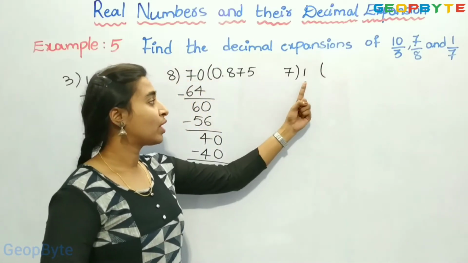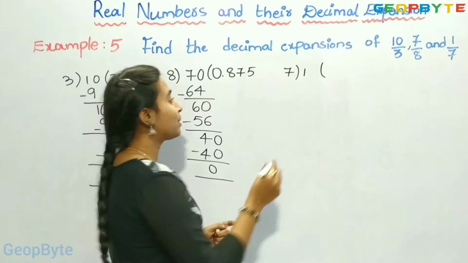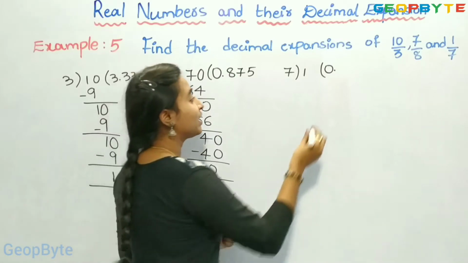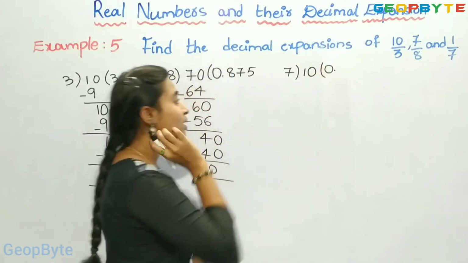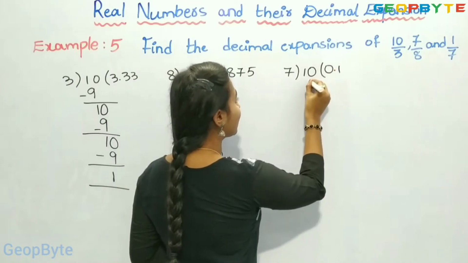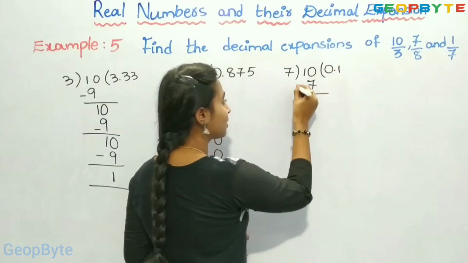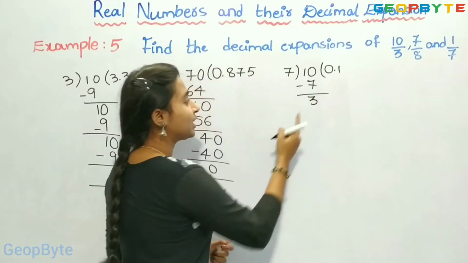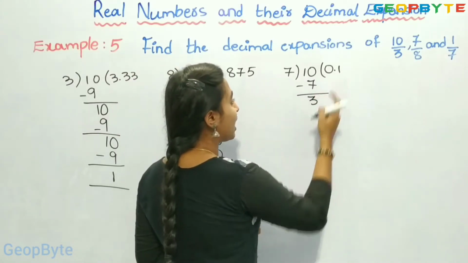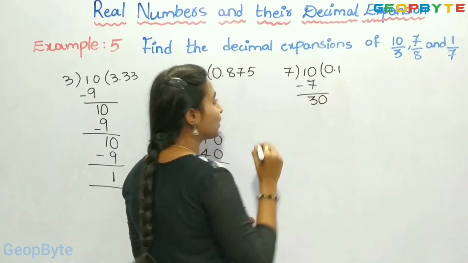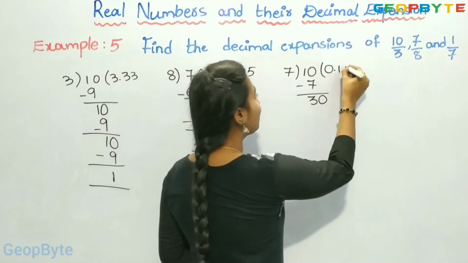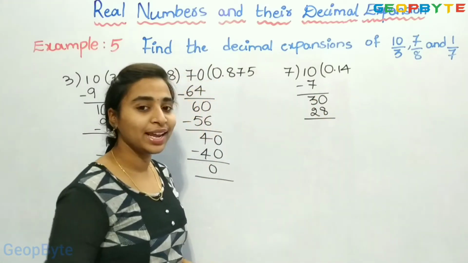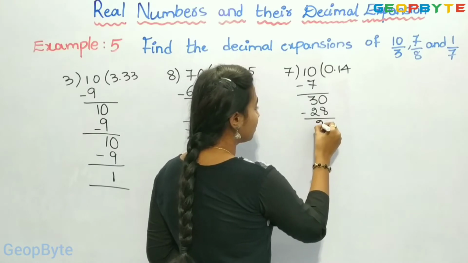Now as you know, 1 is smaller than 7. It can't divide by 7. So let us take a 0 and put a point. Now we can write 0 here. Now 7 1s are 7. 10 minus 7, 3. Again 3 is smaller than 7. Now as we have a point here, let us take a 0. Now 7 4s are 28. 30 minus 28 gives you 2.